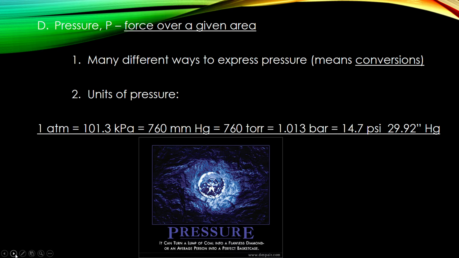1.013 bars, or barometric pressure. We have 14.7 psi, like what you use in your tires, or 29.92 inches of mercury. So that's often given with barometric pressure. They actually measure how much the mercury rises or falls in a special type of tube called a barometer.